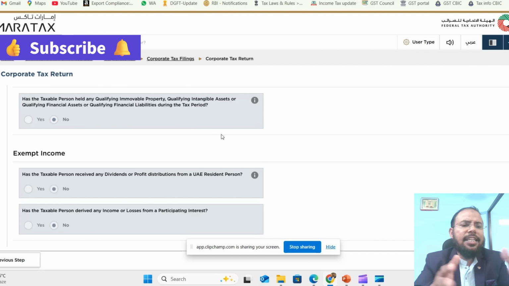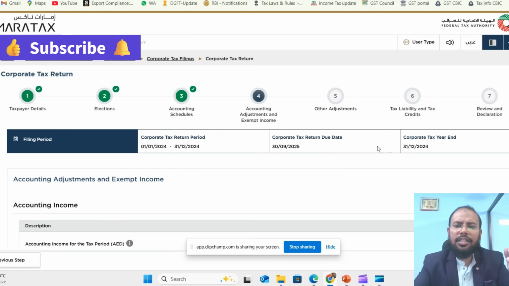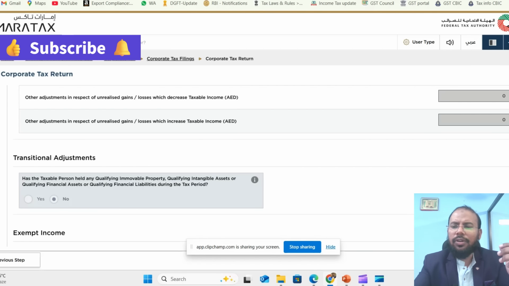And further, exempt income. For your understanding, if you are getting a dividend from a UAE registered company, it is called exempt income. You need to inform accordingly. Further, if you have any participating interest, what is a participating interest? For your understanding, if your company is holding 5% or more ownership in another company, and you are earning some income or losses from that investment, that is called income or losses from the participating interest. If you are following this type of condition, you need to inform accordingly here. I hope you understand this step. I already covered all these things, and you need to click next.